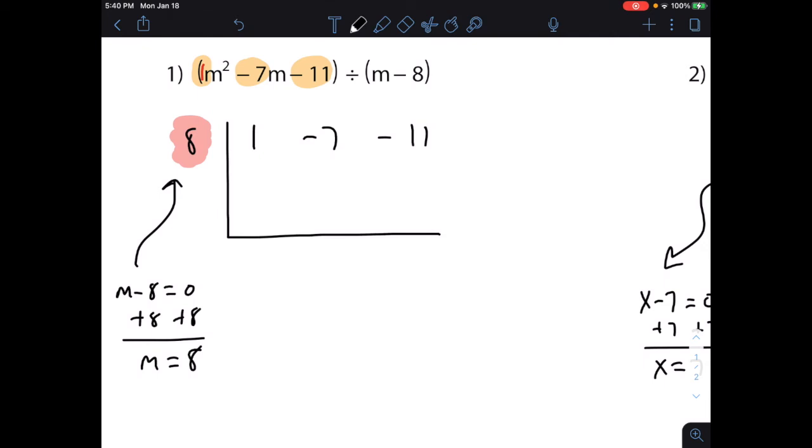And so I'm all set up now to do my synthetic division. And so what I need to do, the first step is always bring that first term down, so it's a 1 down here. And then 8 times 1 is 8, so I'm going to be adding 8 to the -7. And when I do that, it equals 1. So then I have 8 times 1 again, same thing, right? 8, so I'm going to be adding 8 to the -11, so this becomes a -3.